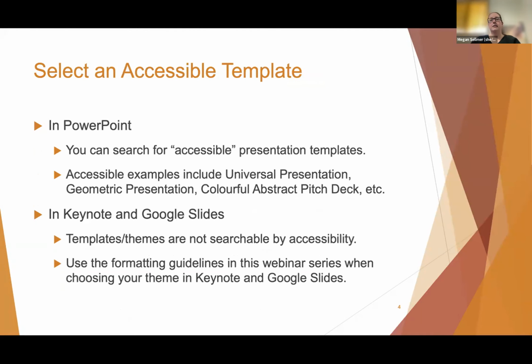Okay, so to begin, with accessibility you want to start with a good foundation. This is selecting an accessible theme or template. In PowerPoint, you can search for accessible templates, like Universal Presentation and Geometric Presentation are both accessible templates. I will note quickly that those have just been tagged with the word accessible. So when you search for them, they are most likely accessible, but they haven't been reviewed. But they're a good starting point. Unfortunately, you can't search for accessible templates or themes in Keynote and Google Slides. So following the recommendations in this webinar and the following webinars will be very helpful to create accessible presentations.